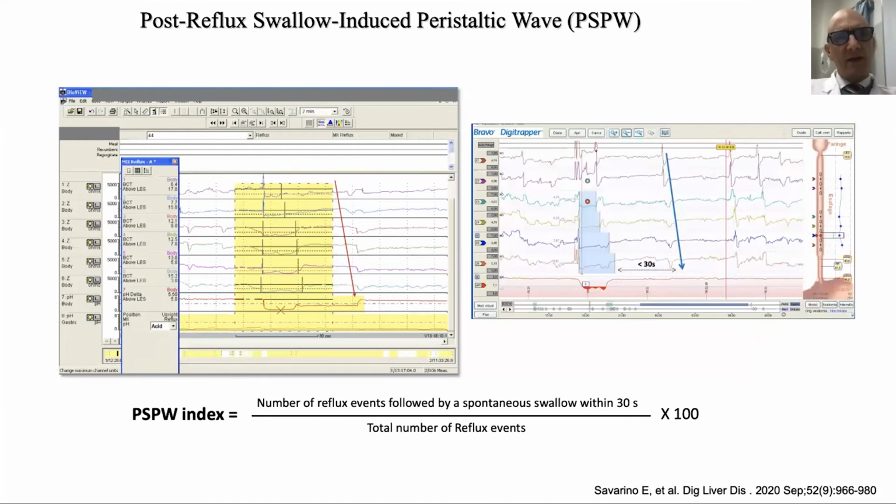The other interesting parameter is the post-reflux swallow-induced peristaltic wave, also known as the PSPW index. It represents the number of reflux events followed by a spontaneous swallow within 30 seconds, as reported in these two pictures, on the total number of reflux events.